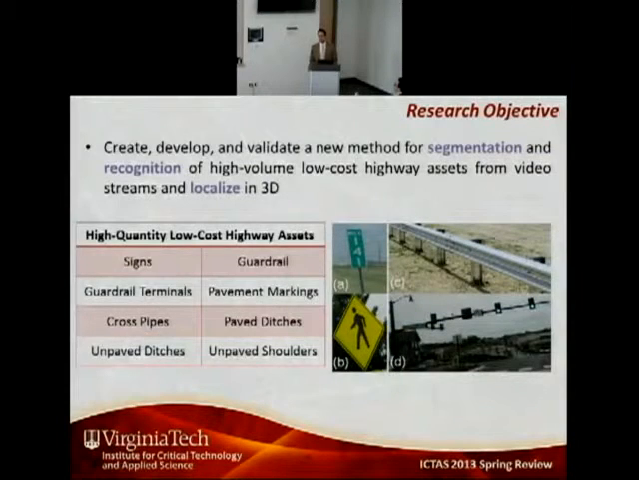So the objective of this research is to create, develop, and validate a new method for segmentation and recognition of high-quantity, low-cost highway assets from video streams and localize them in a 3D environment. High-quantity, low-cost assets include signs, guardrails, pavement markings, and unpaved shoulders, but in this research we just focused on traffic signs, guardrails, guardrail terminals, and pavement markings.